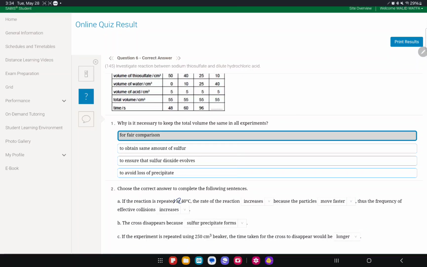Then they said if it's repeated at 40, what happens to the rate of reaction? Here we have 20. So obviously if it's going to 40, that means the temperature is increasing. But what's going to happen to the rate of reaction?